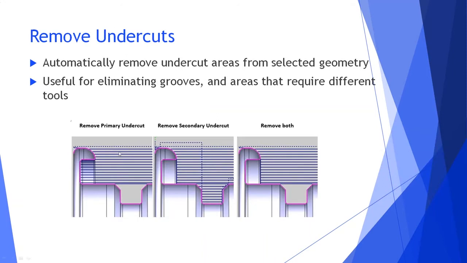You also have the ability to automatically remove undercut areas from selected geometry, useful for eliminating grooves and areas that require different tools. Remove primary undercut is the ability right here. Instead of having to draw a line directly across here to stop it from going in there, when you turn on a specific switch, it'll just cut straight across. You don't have to worry about anything. It's based off all geometry selection. Secondary undercut would be anything that's vertical here. It'll remove here. The last point here is going to draw an imaginary line straight down. And then obviously this is what it looks like when you remove both.